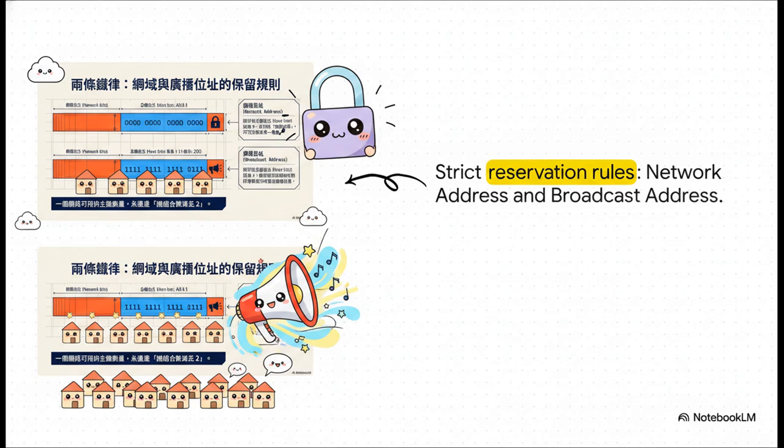You actually can't use every single combination. When the host bits are all zeros, that address is permanently locked. It represents the entire street itself. And when those host bits are all ones, which hits that magic number 255 in decimal, it acts like a giant megaphone. That's the broadcast address, and it's used exclusively to blast a message to every single house on that street at the exact same time.